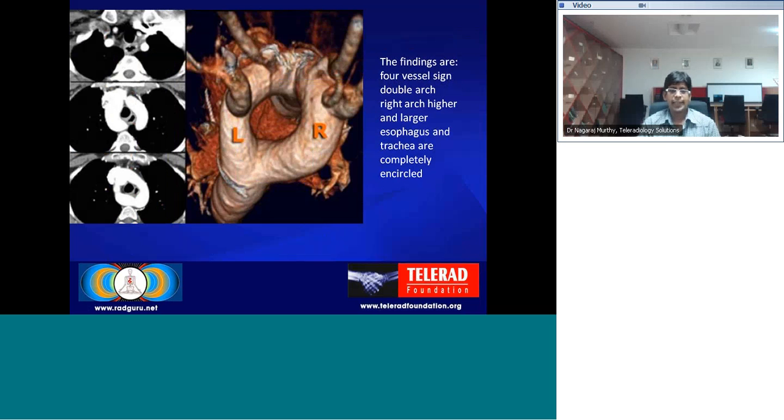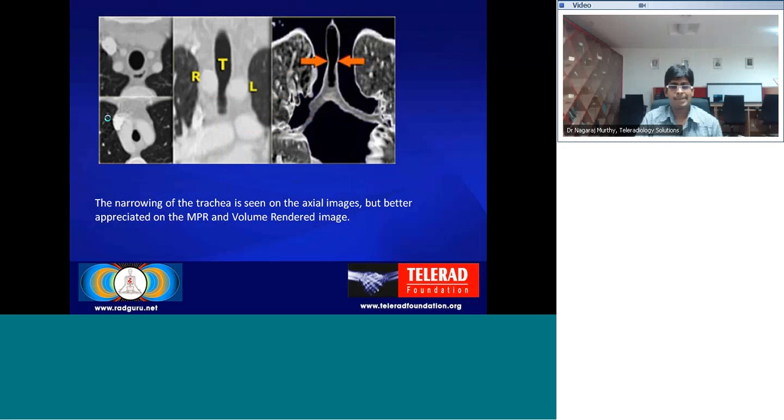The axial CT with horizontal images showing four vessels, double arch, a complete vascular ring. The left arch is smaller, the right arch is bigger. The MPR and volume rendered images, the right and left arches with tracheal indentation.